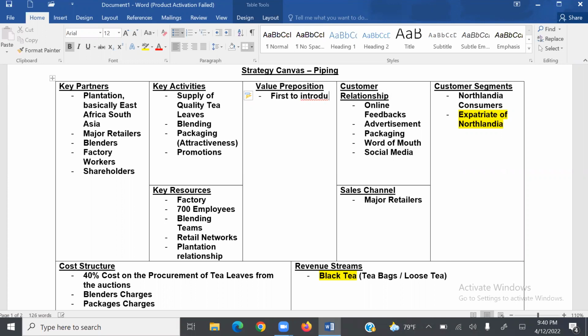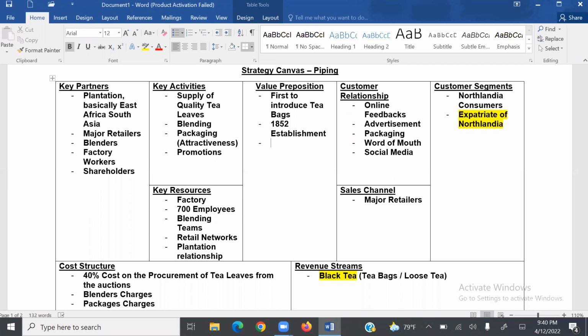First to introduce tea bags. Now, first to introduce tea bags is a value proposition. That's a clear thing. And then 1852, right? 1852 establishment, if I'm not mistaken. Yes. So that is one value proposition.